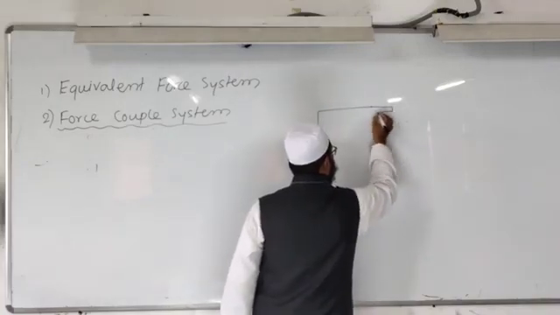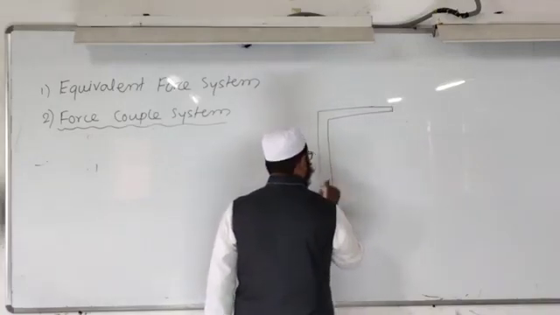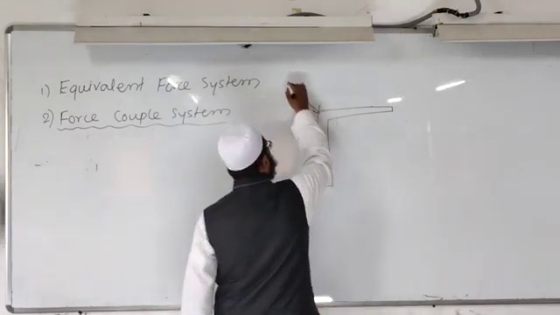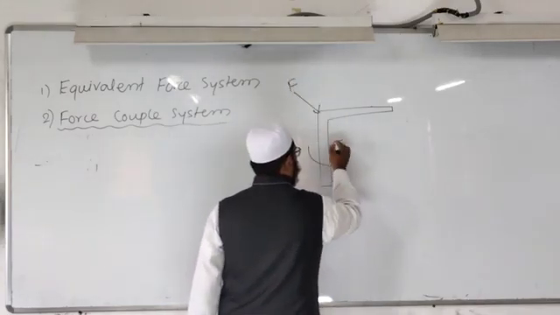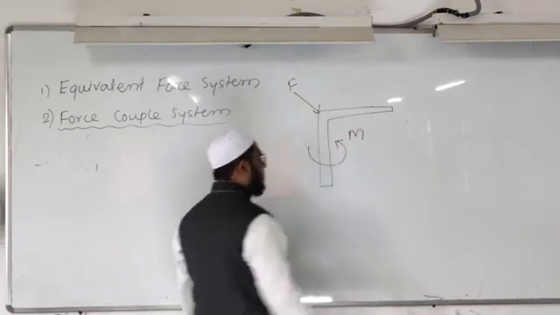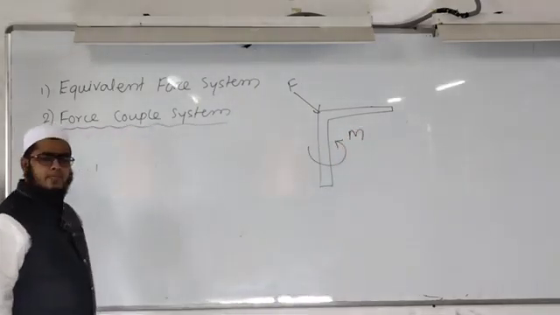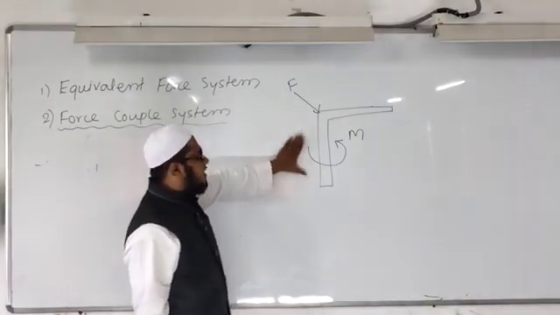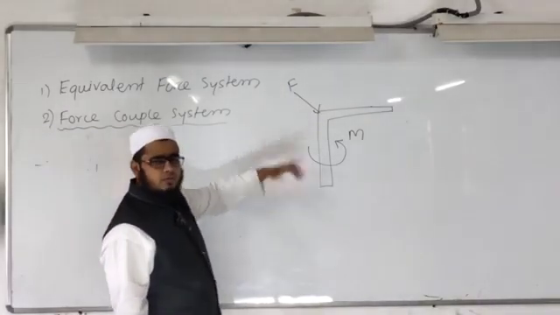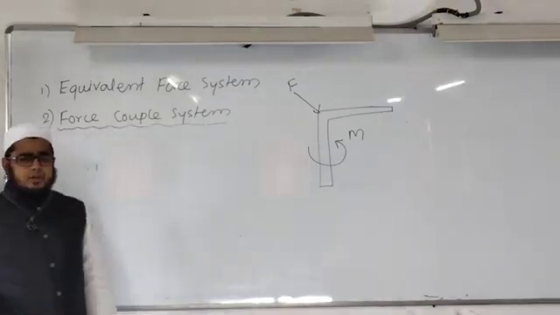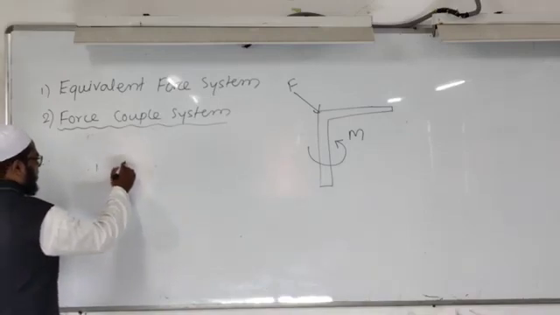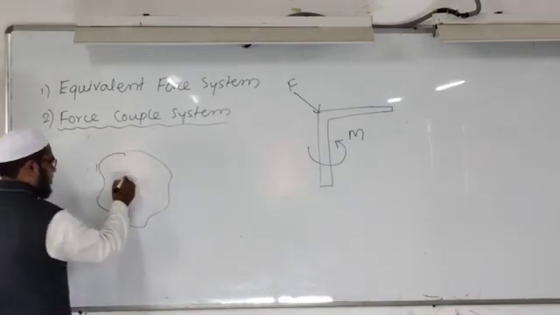Again I will consider the bracket. For example, this is the bracket. This force F and couple will be considered as a force couple system because it has a single force and one couple. How to obtain the force couple system? Once again, we will consider it from a very simple example.